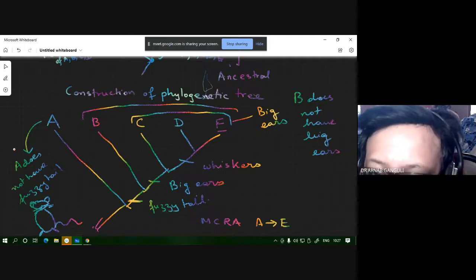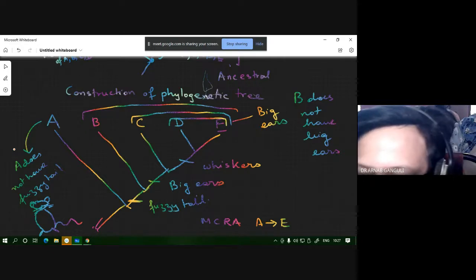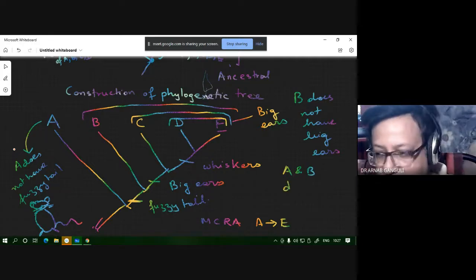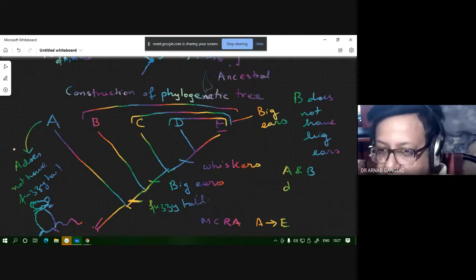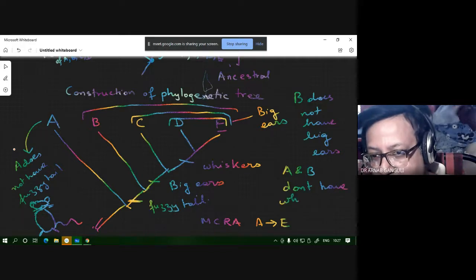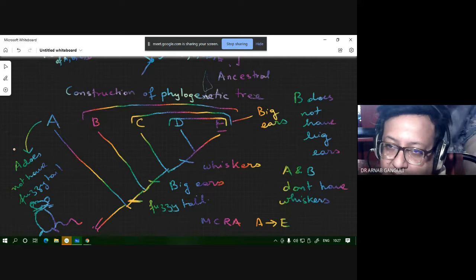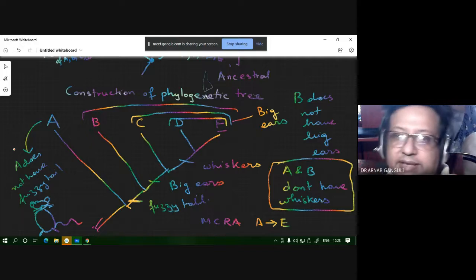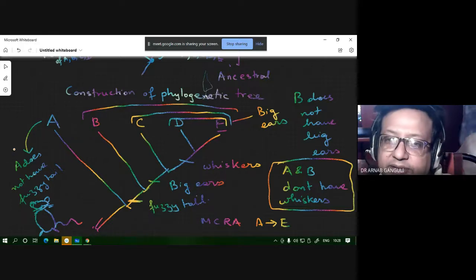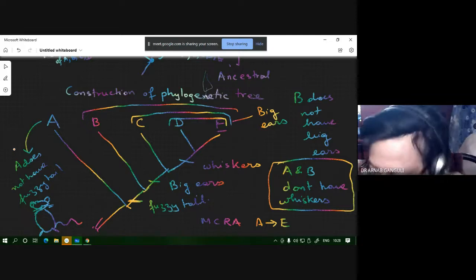D and E have got whiskers. A, B, C, they don't have. Is this clear? Yes, sir. D and E have whiskers. A, B, and C do not. So like this, you keep on going and you start to construct a phylogenetic tree.